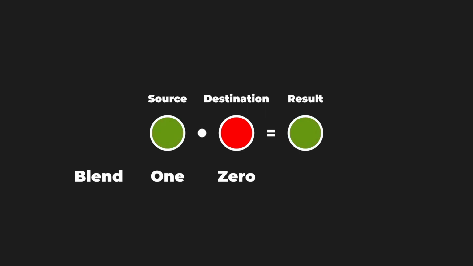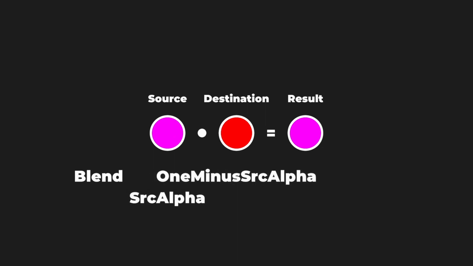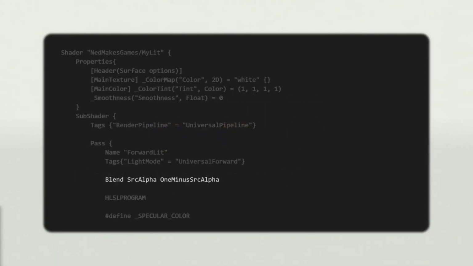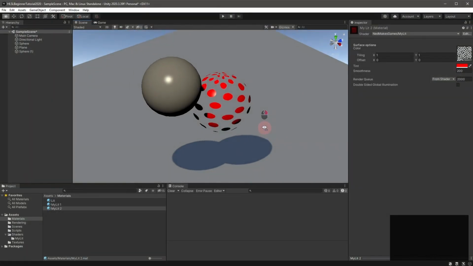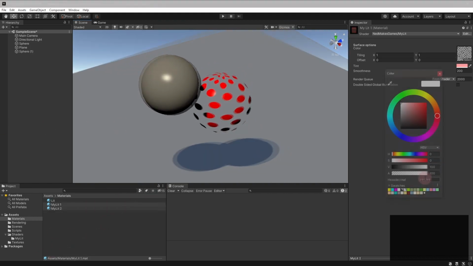Blend 1, 0 results in a fully opaque material, the default. For transparency, we need to linearly interpolate between the source and destination colors, based on the source color's alpha. Thankfully, ShaderLab has a source alpha and 1 minus source alpha multiplier that's perfect for this goal. Add this line to your forward lit pass block. In the scene editor, test out blending by lowering the alpha of your material's color tint, or slotting in a texture with an alpha channel.